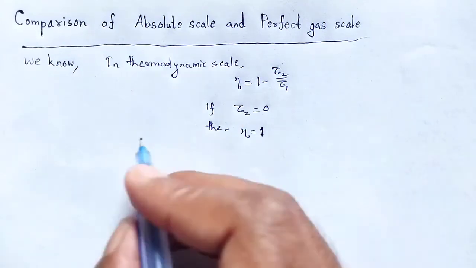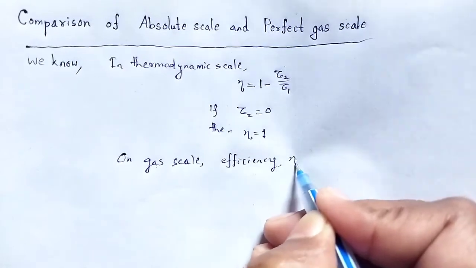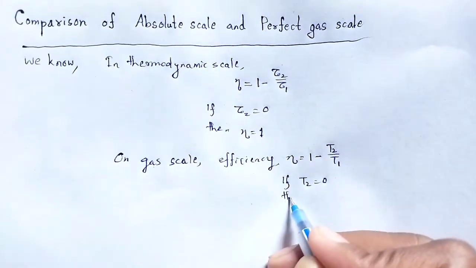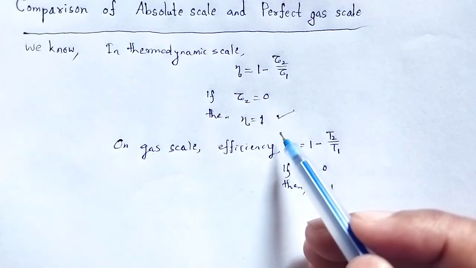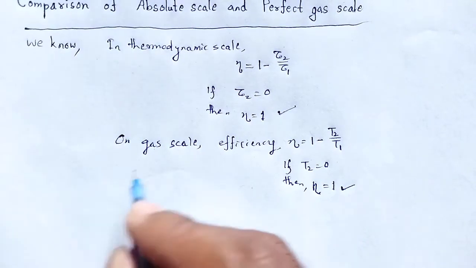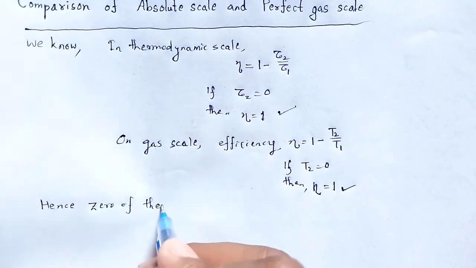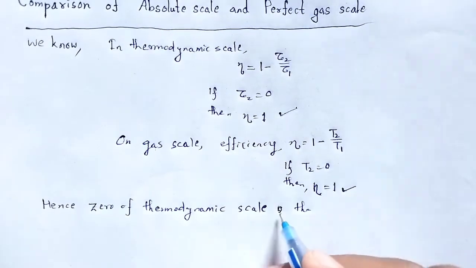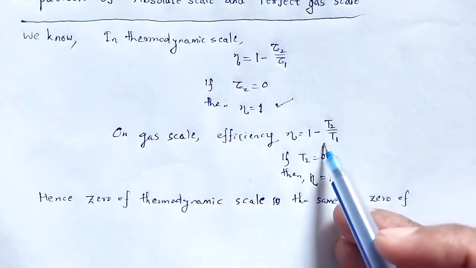But on the gas scale, the efficiency eta will be 1 minus T2 by T1. Again here, if T2 is 0, then eta is 1, maximum. Look at these two cases. Here eta is maximum, 1, and here the efficiency is also maximum. So we can equate these two. Hence, 0 of the thermodynamic scale is the same as 0 of the perfect gas scale.